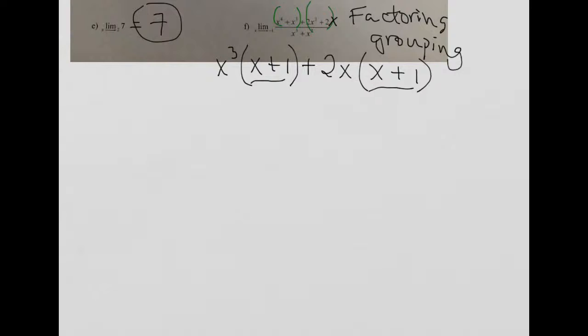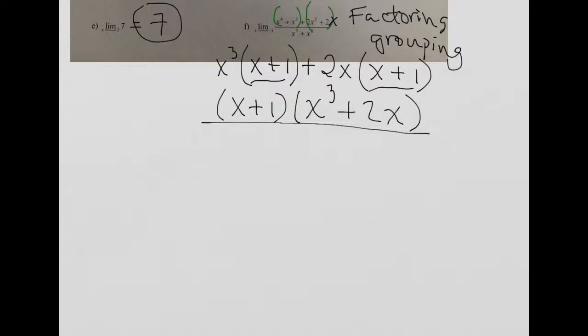Now, for factoring by grouping, remember you're going to factor out the x plus 1 again. And I'm left with x to the 3rd plus 2x. That's the numerator. In the denominator, we need to factor x to the 3rd plus x squared. I'm going to factor out x squared, and I'm left with x plus 1.